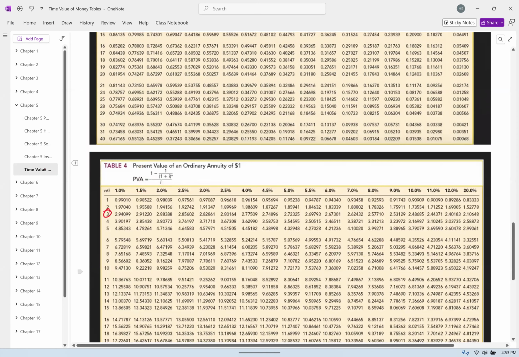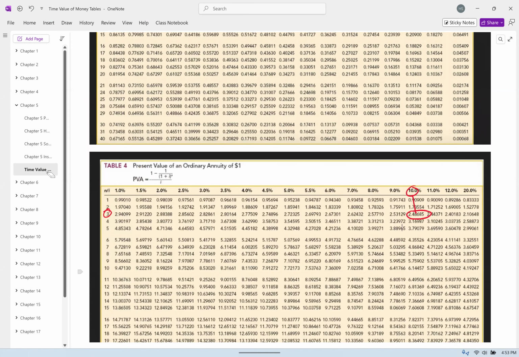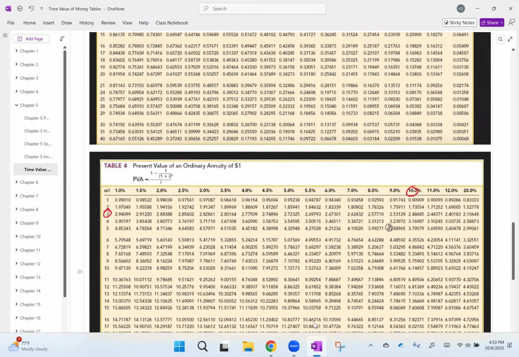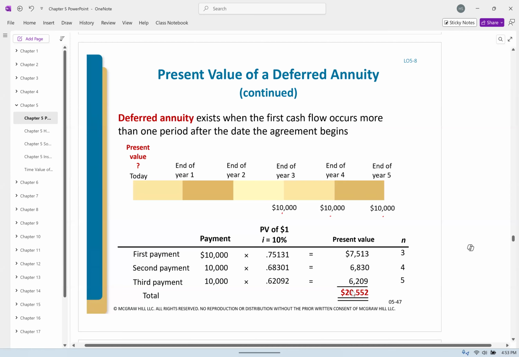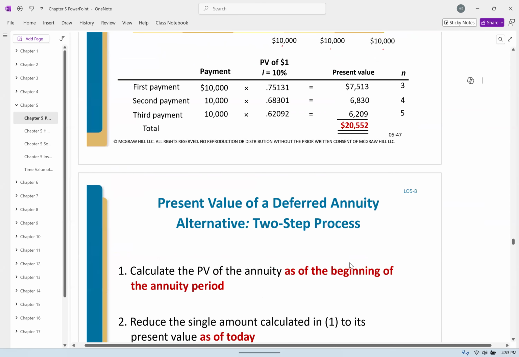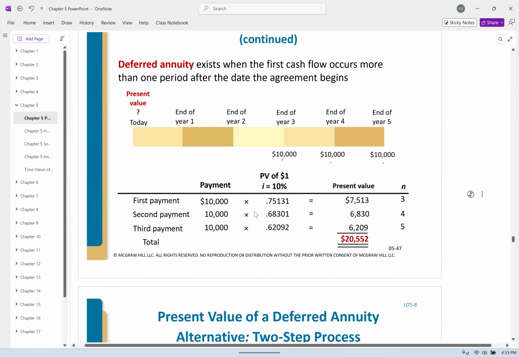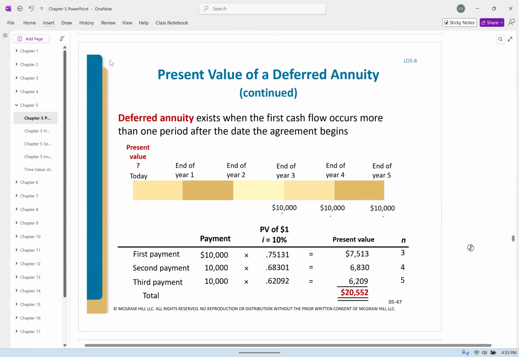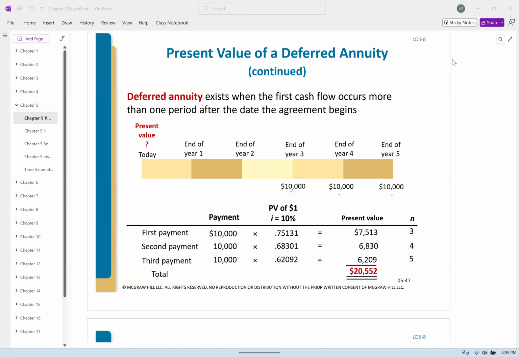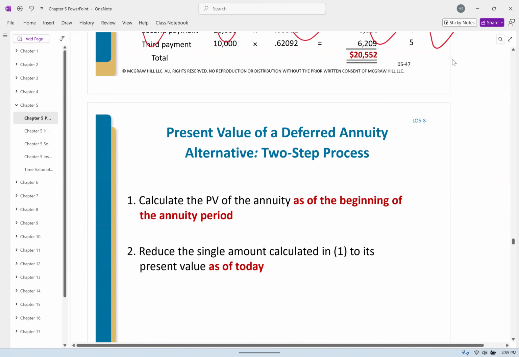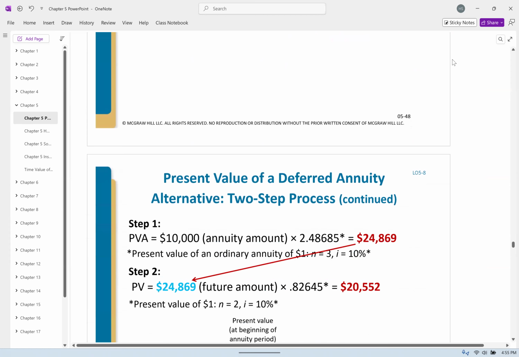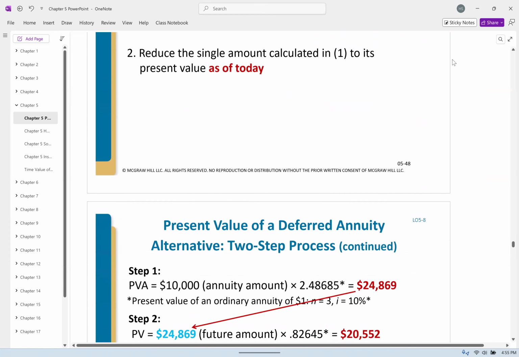We have 3 and 10, is that correct? 2.486. So I stopped the video real quick because this is a little confusing. I don't want to look at that because that's combining two different things together. And I kind of want to show you how we do two separate calculations here.